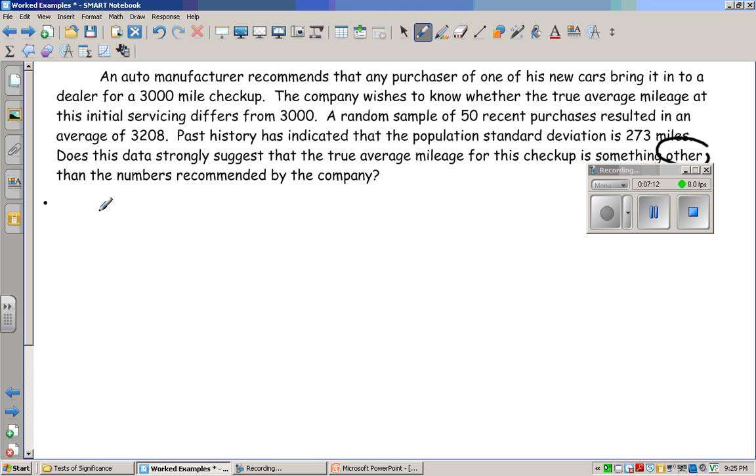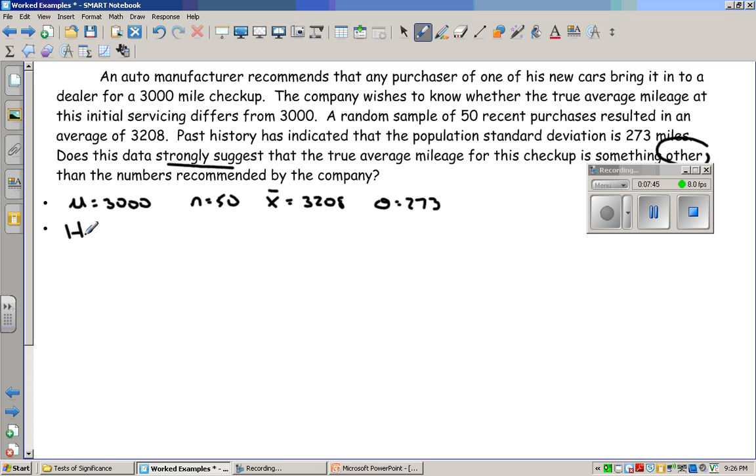So first off, let's state what we know. So we know that mu is 3,000. They did a random sample of 50, and they got an X bar of 3208. And the population standard deviation was 273. They don't provide an alpha for us. They just ask you, does this data strongly suggest? So we're not going to have an alpha. We're just going to have to figure out what the p-value is and make a decision based off of that.